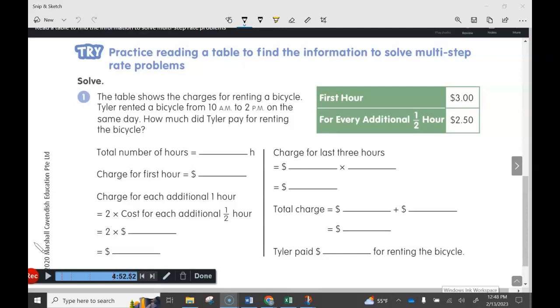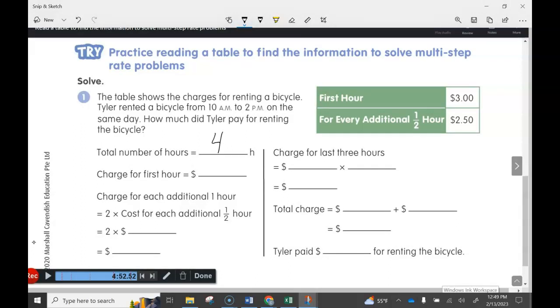It says practice reading a table to find information to solve multi-step rate problems. So it says the table shows the charges for renting a bicycle. Tyler rented a bicycle from 10 a.m. to 2 p.m. on the same day. How much did Tyler pay for renting the bicycle? Okay, so we can see a couple things here from the table. First hour is $3. For every additional half hour is $2.50. Okay, so first of all, we need to think about the time elapsed from 10 a.m. to 2 p.m., and that's going to be 4 hours.